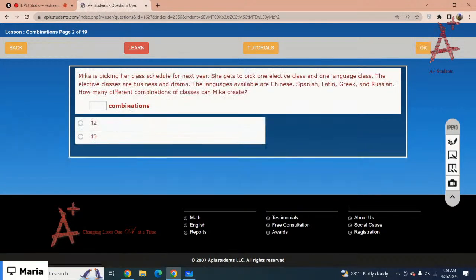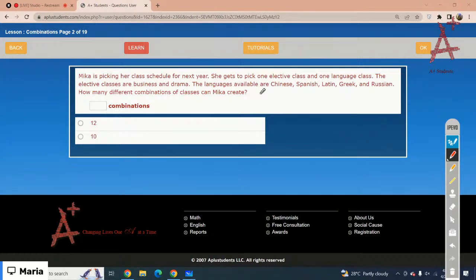Okay, the next one: Mika is picking her class schedule for next year. She gets to pick one elective class and one language class. The elective classes are business and drama. The languages available are Chinese, Spanish, Latin, Greek, and Russian. How many different combinations of classes can Mika create?